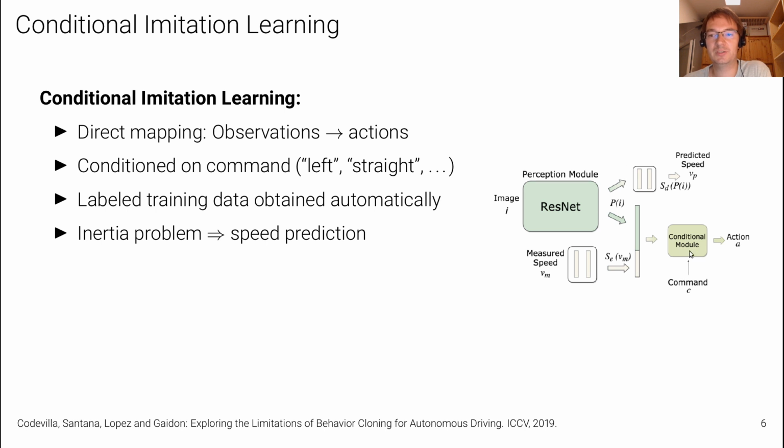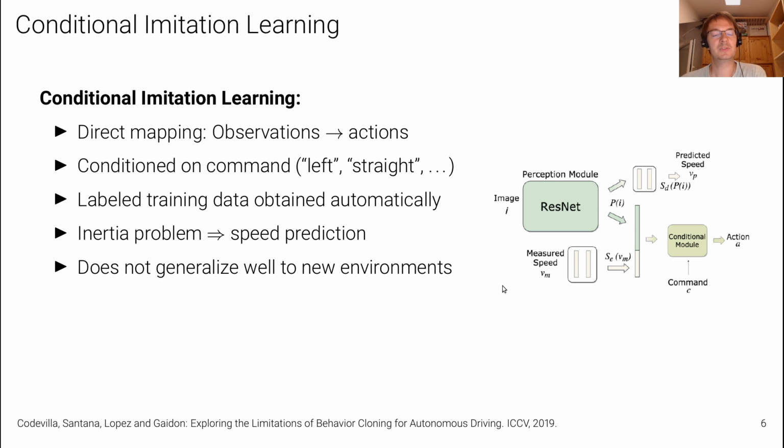The advantage of this setup is that this backbone, this perception module, is encouraged to produce feature representations that are actually causally relevant for driving by also trying to predict the speed. And the paper shows that this actually helps in solving this problem.